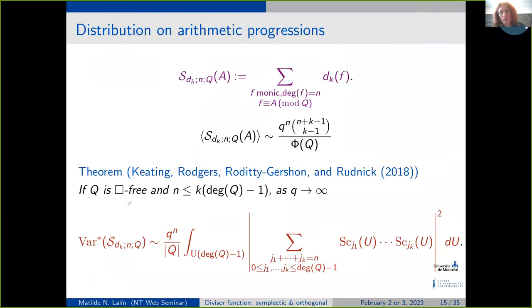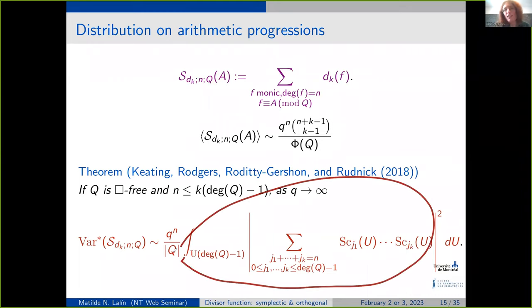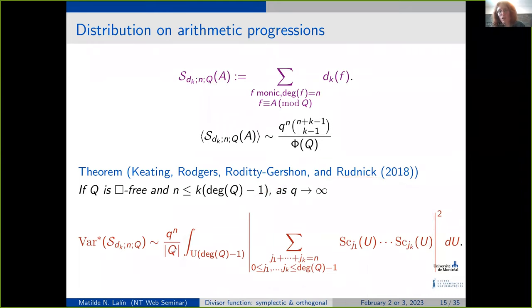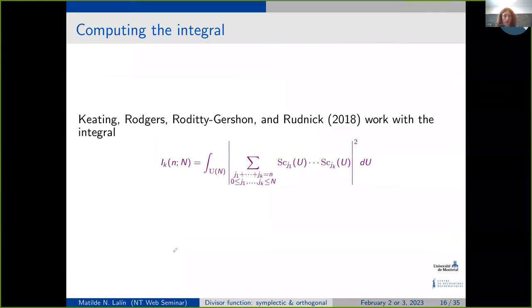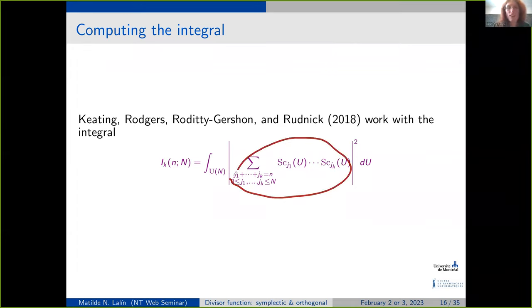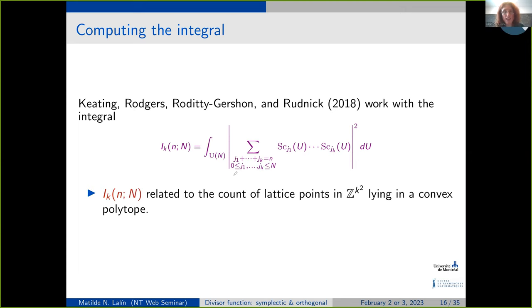Now, this doesn't answer the question of how they get the conjectures, because you can see more or less the shape, but one has to understand this integral. And so they actually work with this integral a lot. The general integral that one has to understand is this sum of Schur coefficients squared over the unitary matrices. And they take various approaches to understand this.